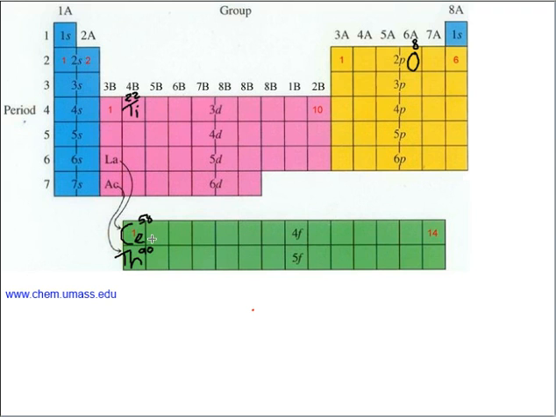But starting from the elements after La and Ac, those are in the F orbital. So, okay, let's try to do the oxygen electron configuration. So it tells us the order of how it goes.